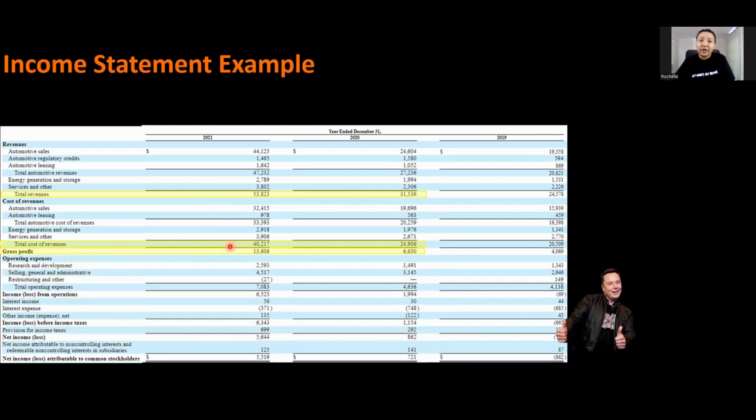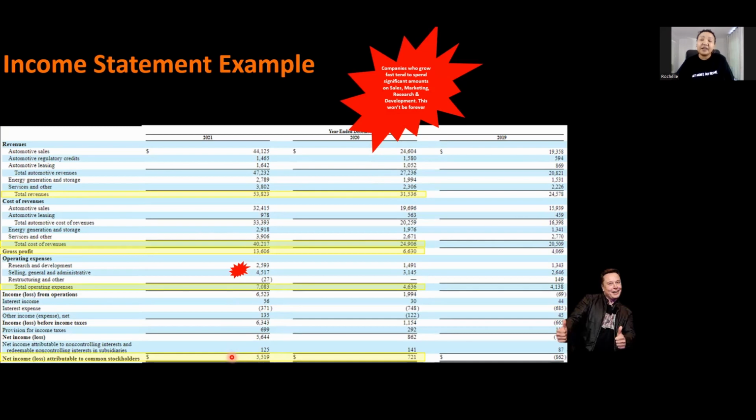Then we get to the gross profit. Now you know what the gross profit is. Then come all the fancy expenses that a company has to incur. So here you can see research and development, marketing, all of the other costs. Okay, then you will get to the net profit.